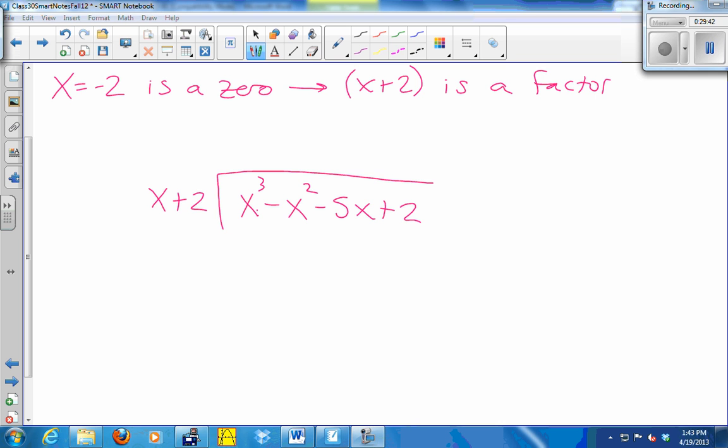All right, so now I do the division. So I have to ask myself first, what do I multiply x by to make x cubed? X squared.